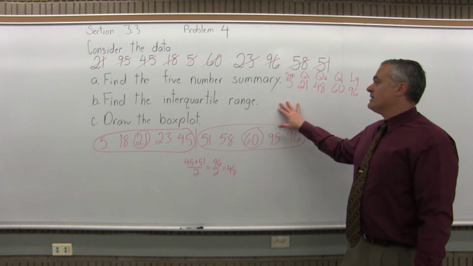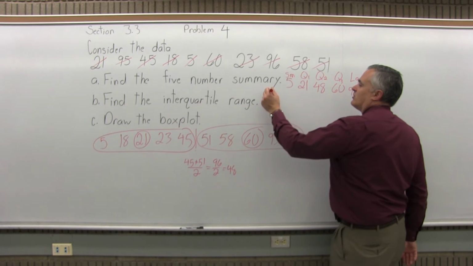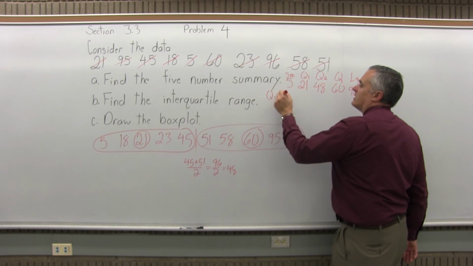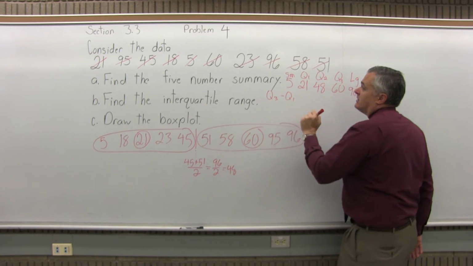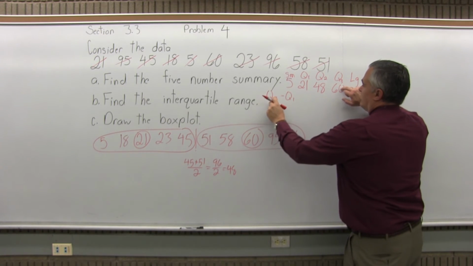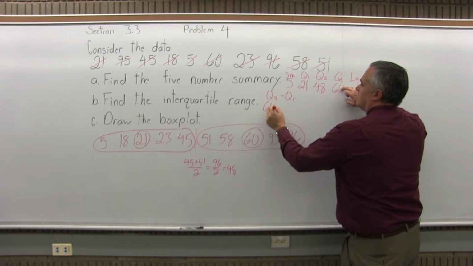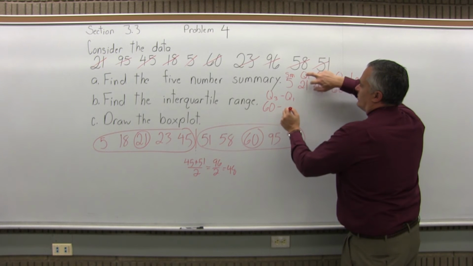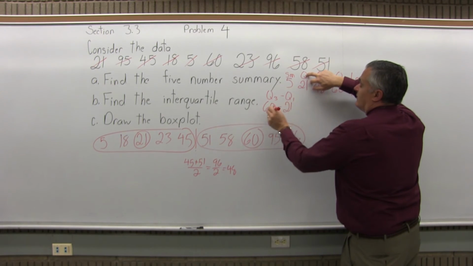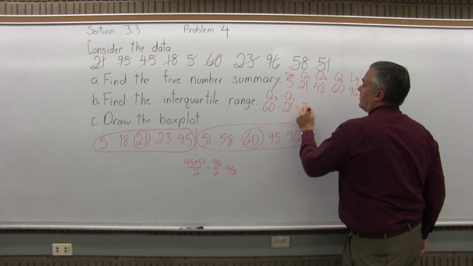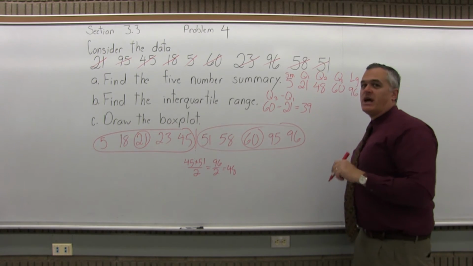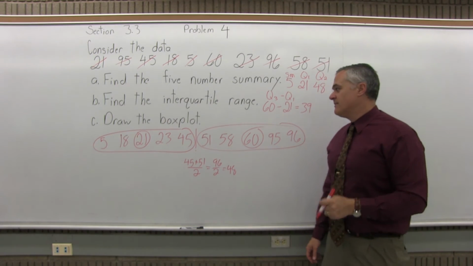Next, you want to find the interquartile range. The interquartile range is Q3 minus Q1. So for this problem, Q3 would be 60, minus Q1 would be 21. And if you subtract 60 minus 21, that would be 39. Your interquartile range is 39.